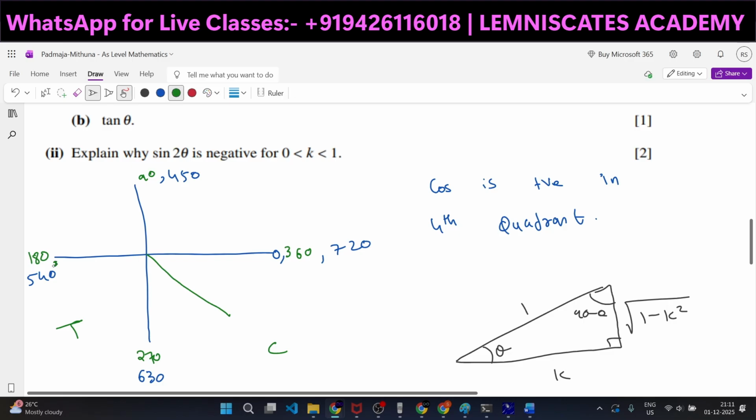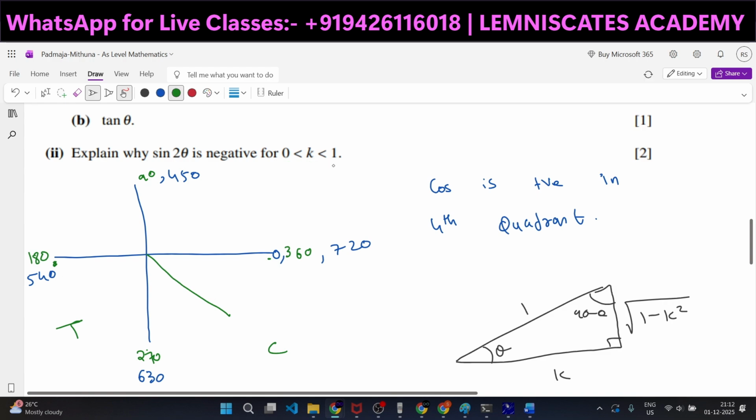Now we had seen that if you multiply 270.5 by 2, you got a value like 541, so you are in the third quadrant. And when you multiplied 359.5 by 2, you got 719, which means you are in the fourth quadrant. So if you take any angle between 270 and 360 and multiply it by 2, by default you will be in either the third quadrant or the fourth quadrant. Because sine is negative in the third and the fourth quadrant, if I multiply my theta by 2, my angle will be in the third or the fourth quadrant, and because of that, my sine 2 theta will be negative if the k value is between 0 and 1.